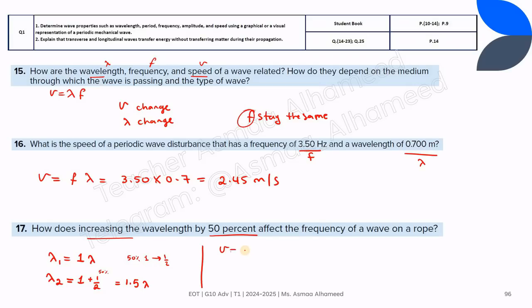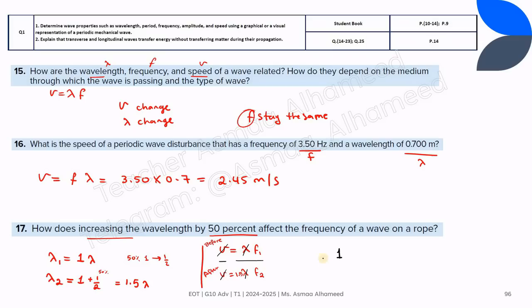Okay, and then we can start with the velocity, V is equal to lambda F. This is before we do any change, with lambda 1 and its frequency, and then after, when we have lambda 2 and its frequency. So here we will have 1.5 of lambda, and I need to know how the frequency is going to change. Now we divide both sides. V will go with V, lambda will go with lambda.